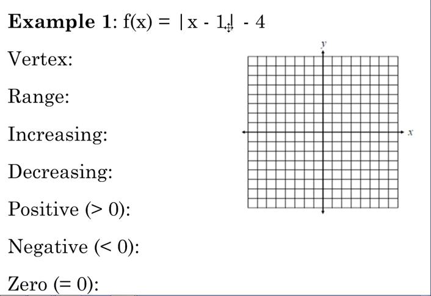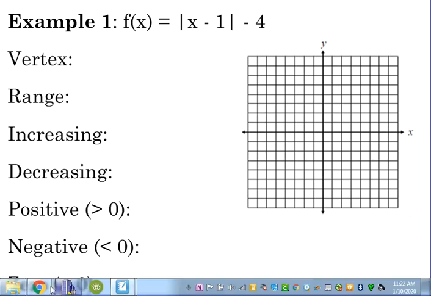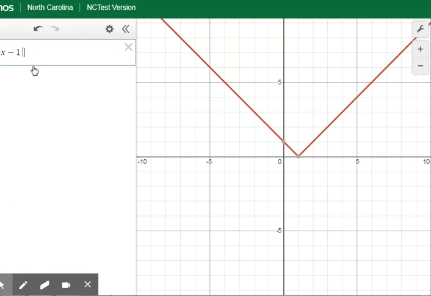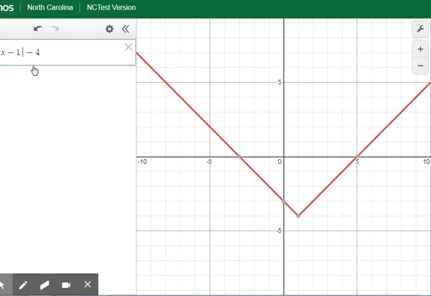We have the absolute value of x minus 1 minus 4. So let me change what I've got here. I have a minus 1 inside my absolute value, and then I have a minus 4 outside my absolute value. Notice the shape did not change, but the location did change. So some key points, and this is another reason why I love Desmos so much, because it automatically points things out to you, points of interest.